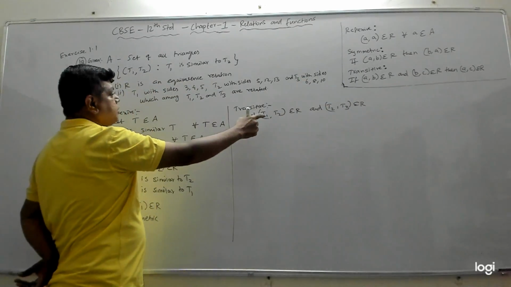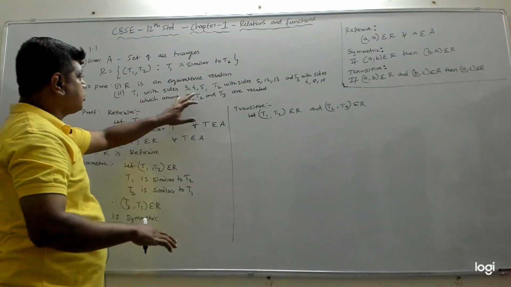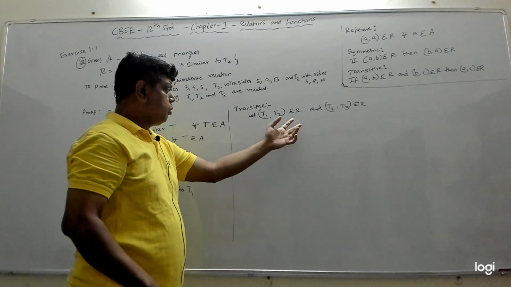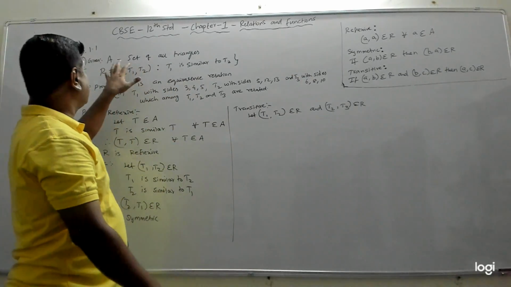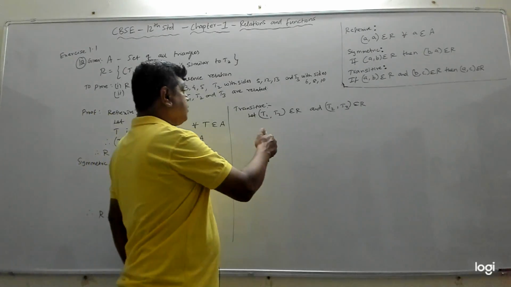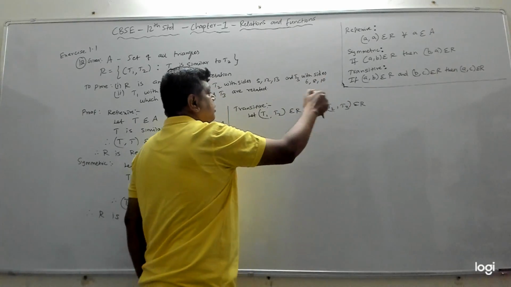Don't get confused with these three. T1, T2, T3 here are any general elements from the set A. Three triangles we are taking from set A in such a way that T1 is related to T2 and T2 is related to T3. We should prove T1 is related to T3.